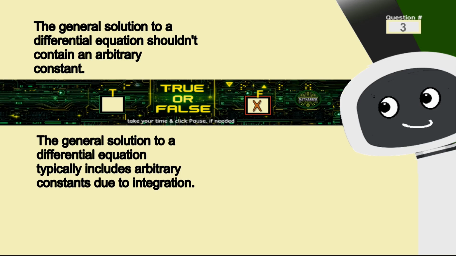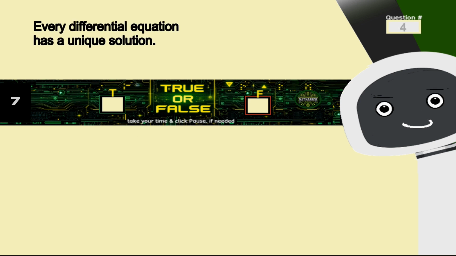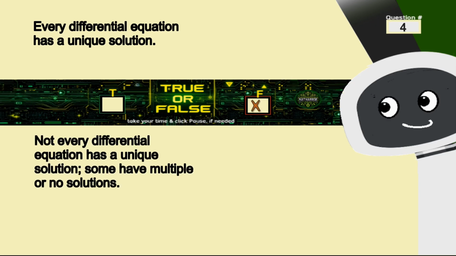True or false? The general solution to a differential equation shouldn't contain an arbitrary constant. That is false. The general solution to a differential equation typically includes arbitrary constants due to integration. True or false? Every differential equation has a unique solution. Not true. Not every differential equation has a unique solution. Some have multiple or no solutions.